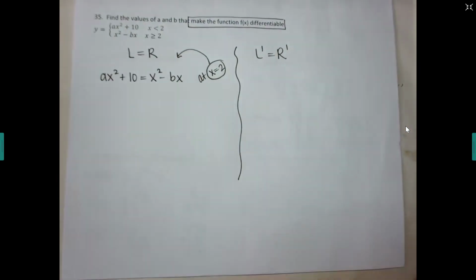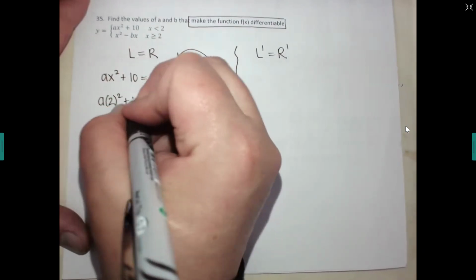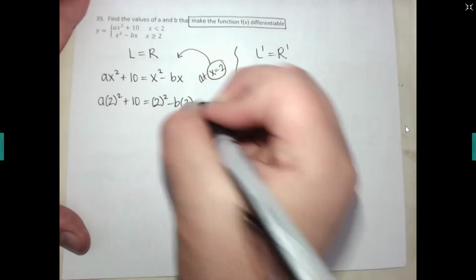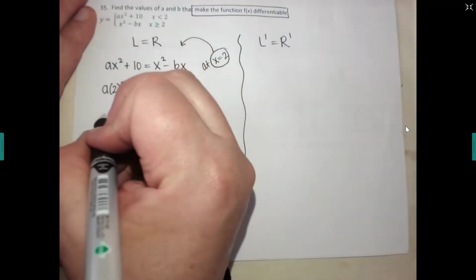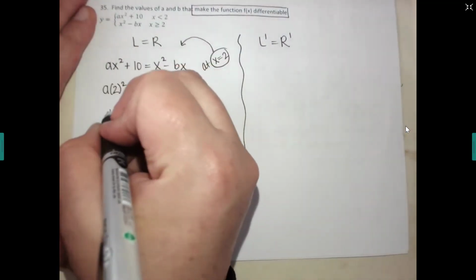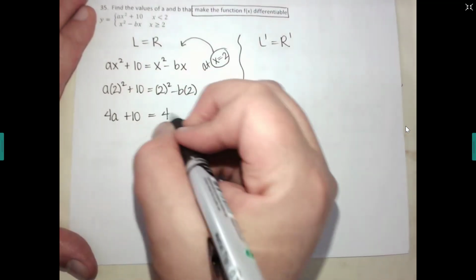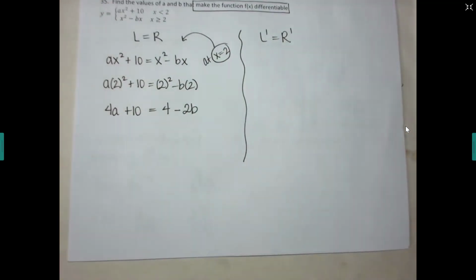So I'm going to have a times 2 squared plus 10, and 2 squared minus b times 2. Okay, go ahead and work that out. What is 2 squared? So this is 4a. 2 squared is 4, minus b times 2 is 2b. Okay, then you kind of get stuck. You have an a, you have a b, but now we're going to go to the other side.